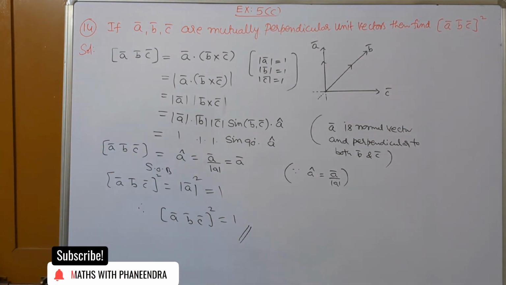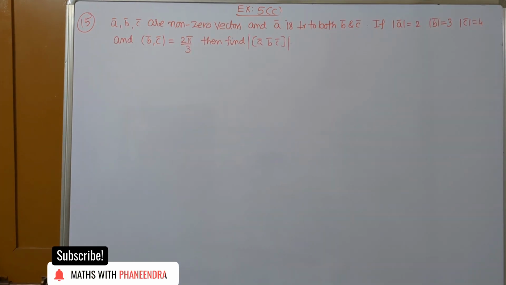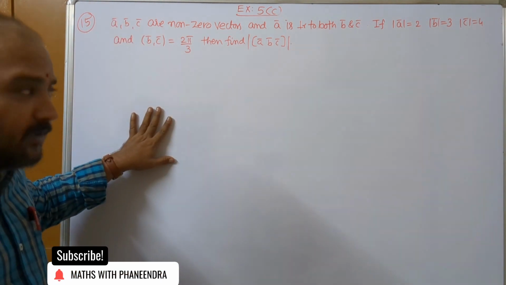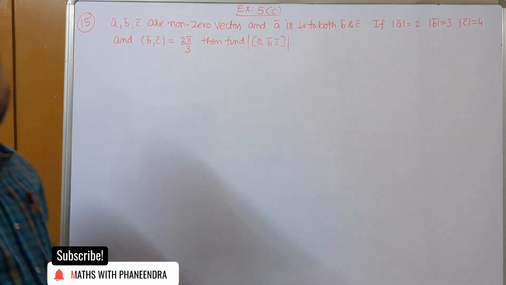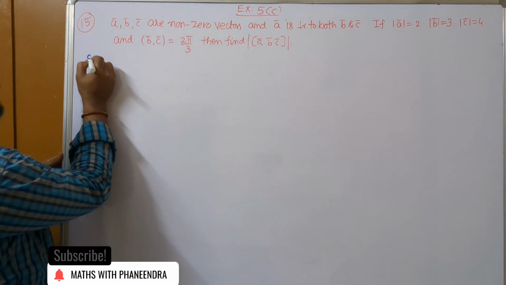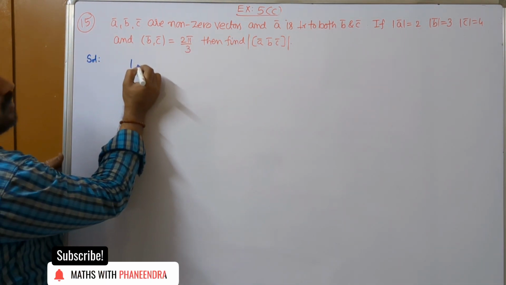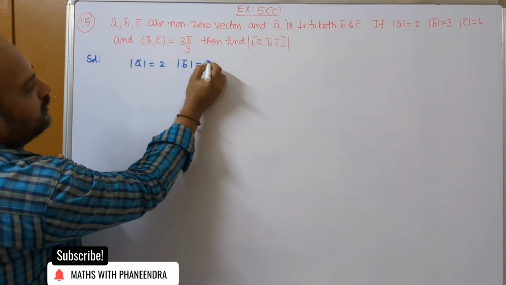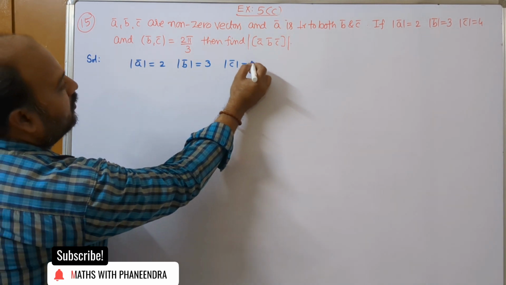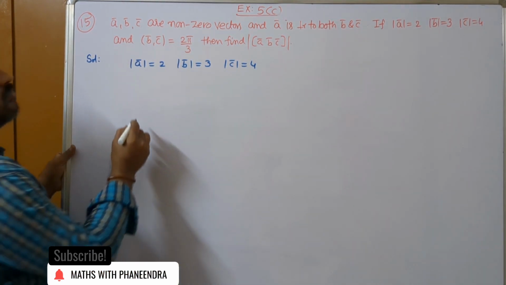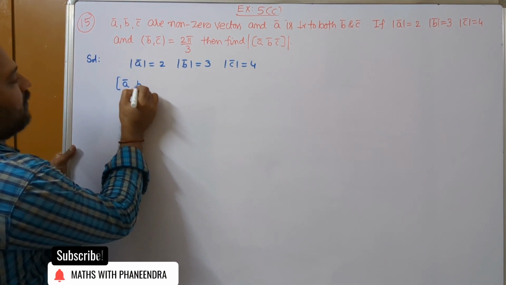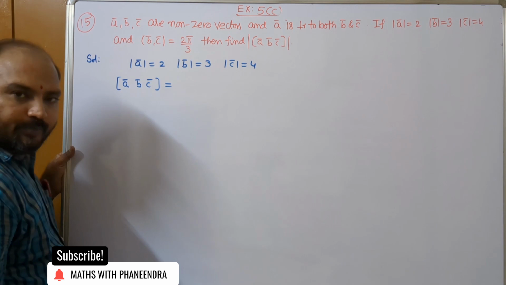We will move on to another question. This is a conceptual question. Here, A bar, B bar, C bar are non-zero vectors and A bar is perpendicular to both B bar and C bar. First, the given information you write it, dear students. Mod A bar equal to 2, mod B bar equal to 3 and mod C bar equal to 4.